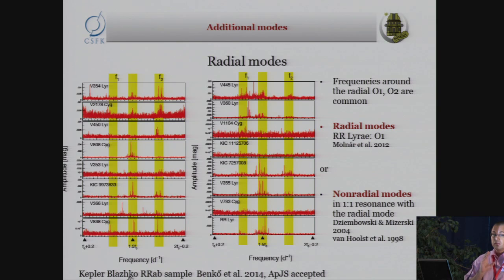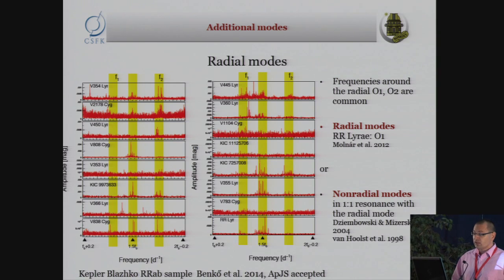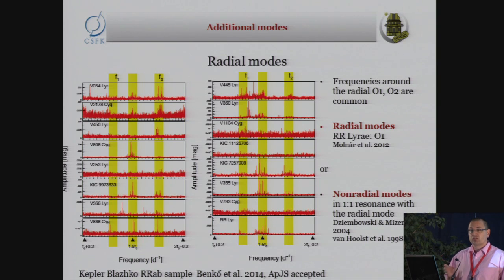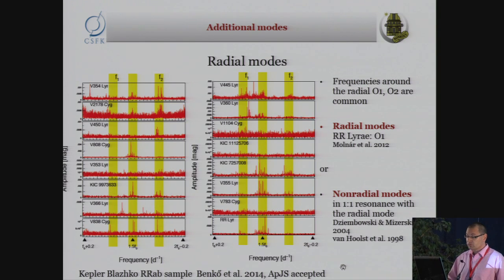We have either the radial modes are excited, and indeed in one case, at least in one case, in RR Lyrae itself, the prototype, we were able to demonstrate by models that the first overtone, the radial one, is excited. Or we have non-radial modes coupled to these radial modes as predicted by earlier theoretical work. So we might have non-radial modes here.